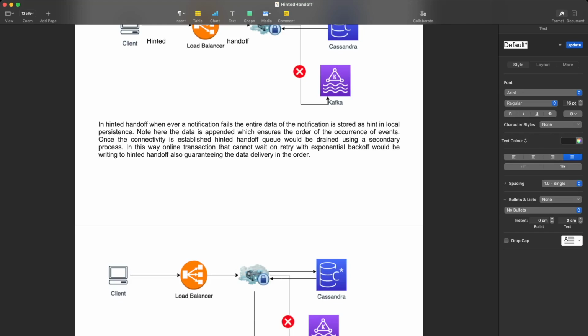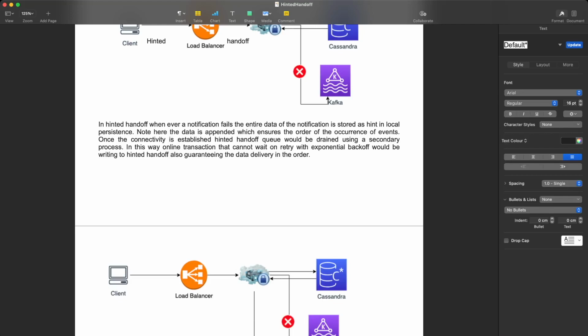Let me read what it is. In hinted handoff, whenever a notification fails, the entire data of the notification, along with metadata such as when it occurred, is stored as a hint in local persistence. What am I doing? I am trying to append. I've just used a word called stored; you can replace stored with append here. I am appending into a hinted handoff queue. Note the data is appended, which ensures that the order of occurrence of events is also preserved.